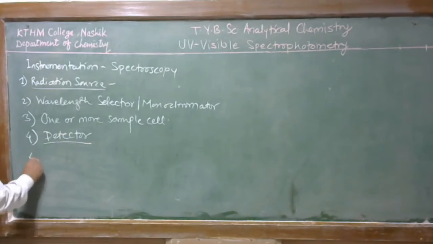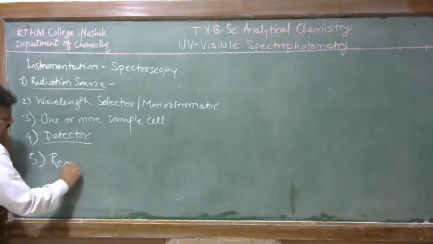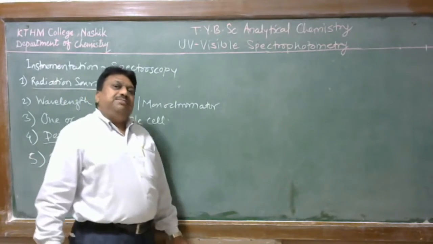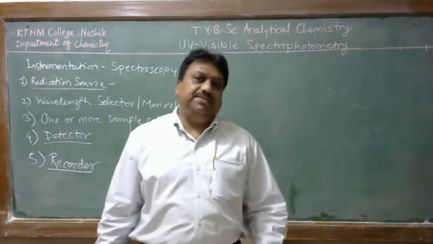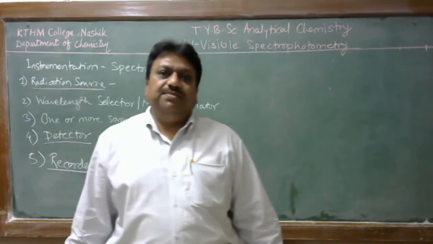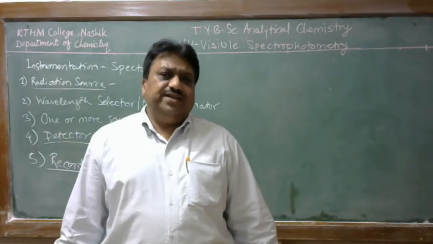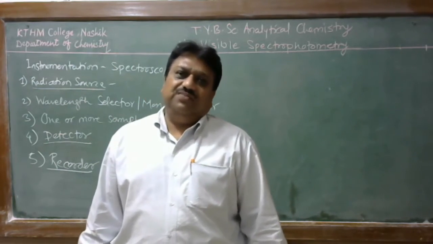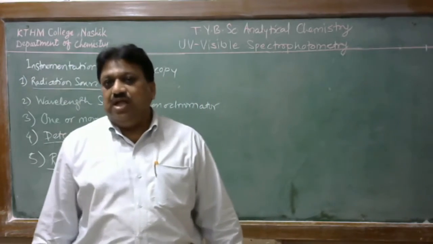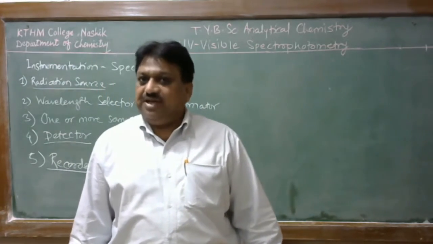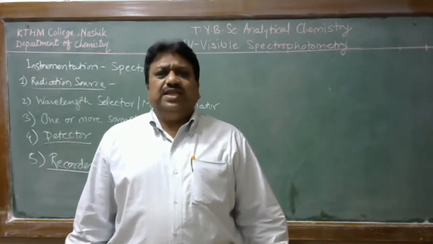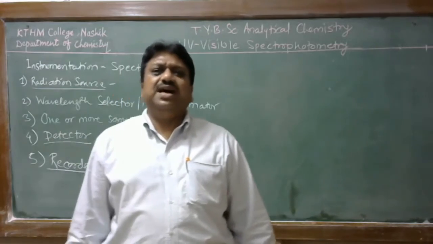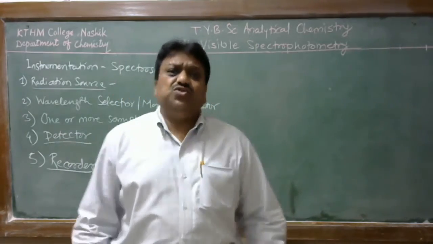Therefore, the fifth component is the recorder. The recorder may sometimes be a digital recorder or sometimes a data processor. In a modern instrument, the recorder is a computer system. All these are the five important components of absorption and emission spectroscopy. Based on the different types of analysis technique, these components are arranged differently in an instrument.